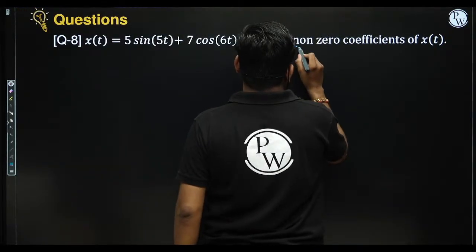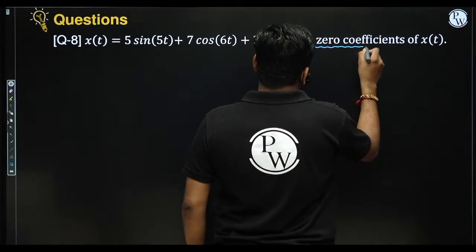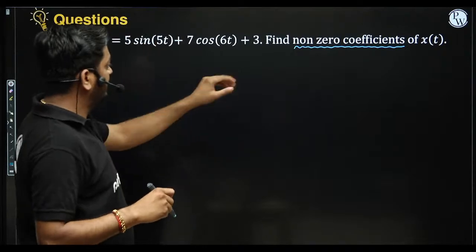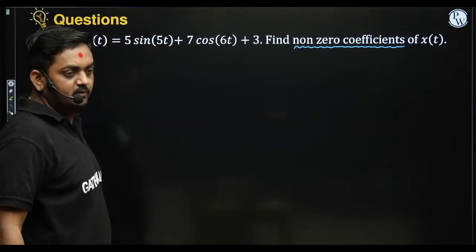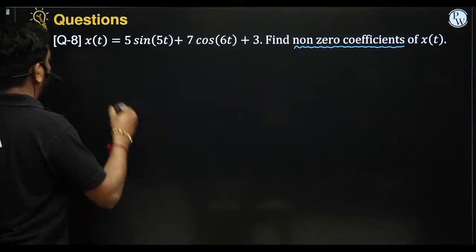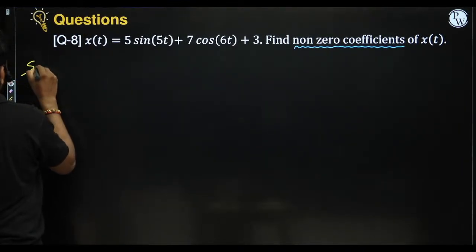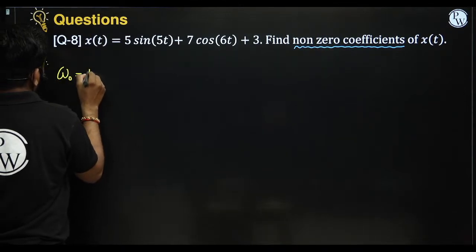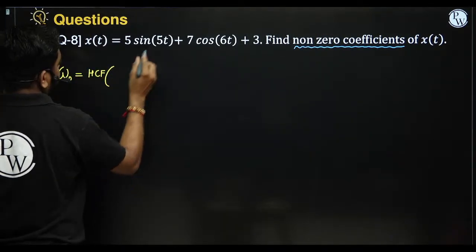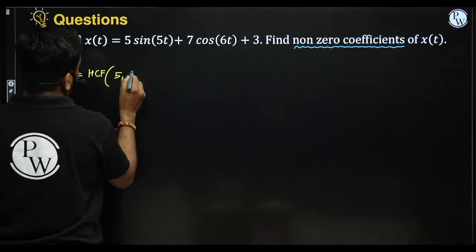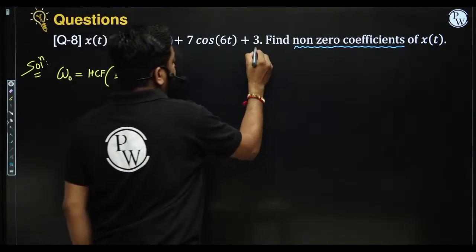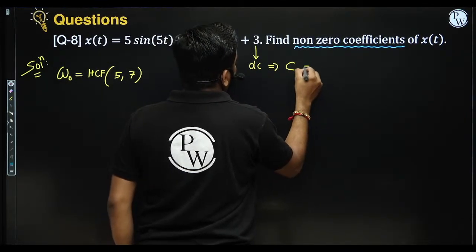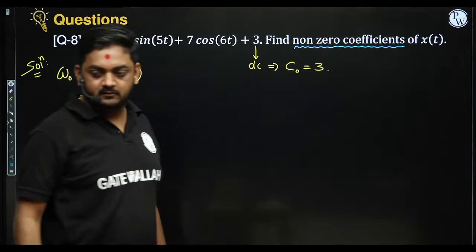Non-zero coefficients. A sinusoidal periodic signal is given and they are asking for the non-zero exponential Fourier series coefficients. So again the same thing guys. First of all you have to find the fundamental frequency. So fundamental frequency is the GCF of the individual frequencies. Here frequency is 5, this is 6, and here this is DC guys. This is DC. So the corresponding coefficient is C0, which is equal to 3 guys.